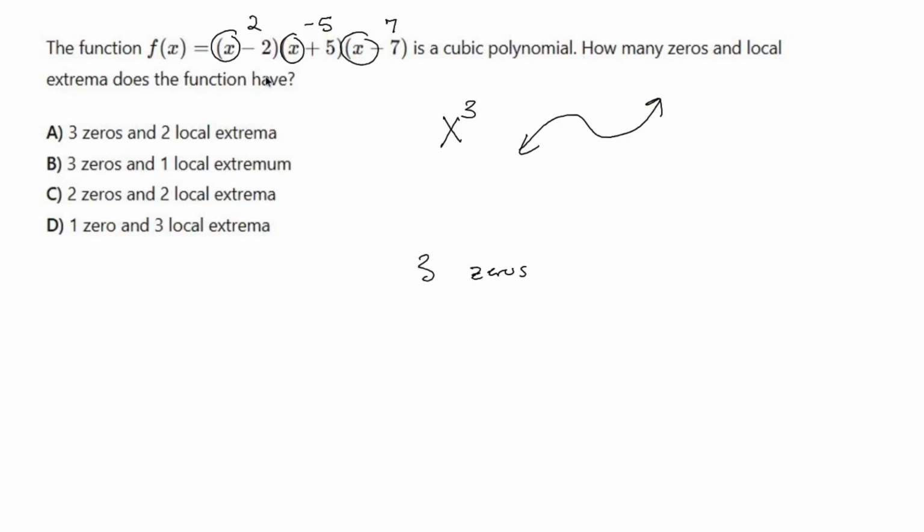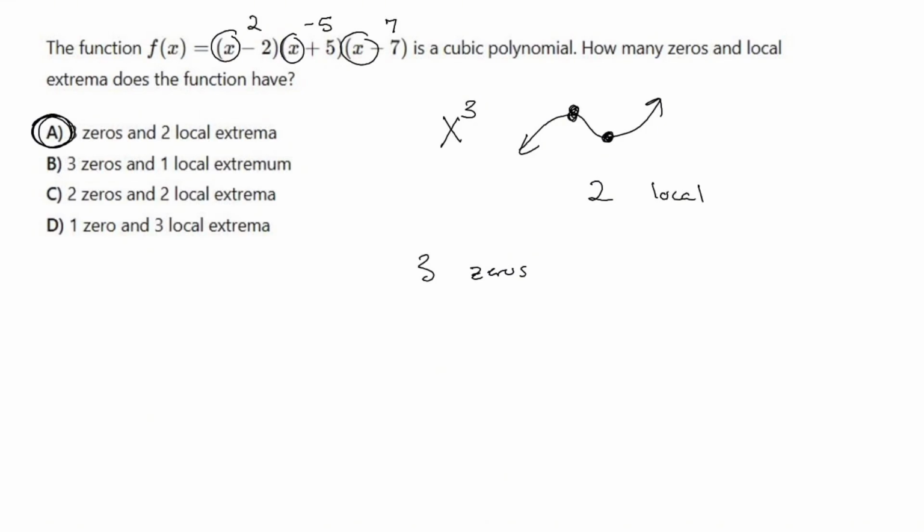And if it's a regular old cubic with no weird multiplicity, nothing crazy like that, we're going to have 2 local extrema, a local maximum and a local minimum. Okay, so this has 3 zeros, 2 local extrema. The answer is going to be A. All right, so we didn't have to find out what they were. We didn't have to solve for anything. This is just one of those problems where we have to recognize what's going on and answer the question being given to us.